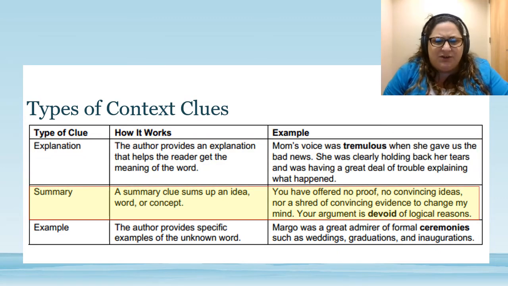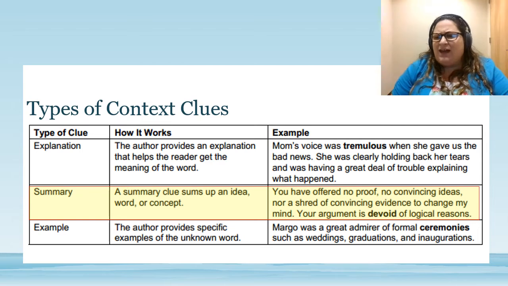The summary type clue. It sums up an idea, word, or concept. For example, "You have offered no proof, no convincing ideas, nor a shred of convincing evidence to change my mind. Your argument is devoid of logical reasons." So they sort of summarize what devoid means. You have no proof, no ideas, no evidence. If you don't have anything to support something, it means it's lacking logical reasons. So we know that devoid might mean a lack of something.